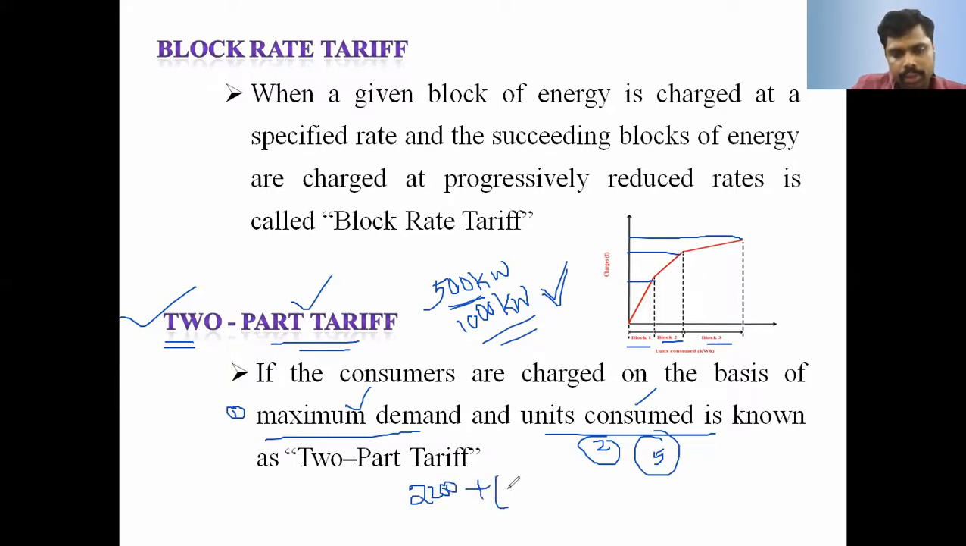Plus, they utilized 1540 units. The per unit cost is fixed at 5 rupees. This comes under the two-part tariff. Suppose the consumers utilized 2010 units. This cost is fixed, 2200. They need to pay for the remaining. Suppose the consumers utilized only 100 units. At that time also, the maximum demand 2200 plus 100 units into 5 rupees, that is 100 into 5 rupees.